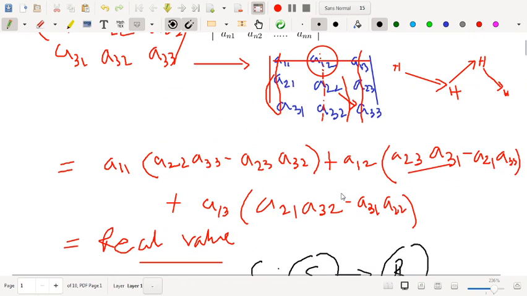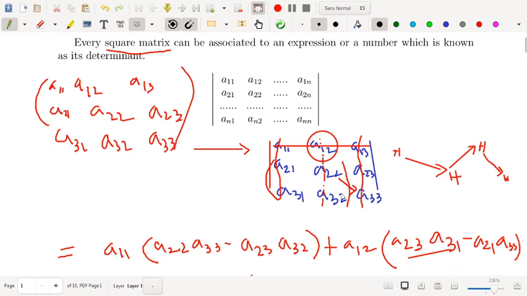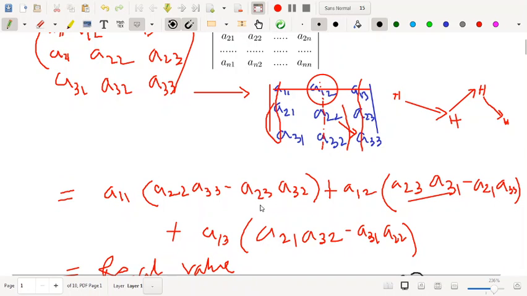Okay, similarly you can expand the second order determinant. So I am explaining. This expression, what you have in the first stage, is expanded with respect to the first row. We can expand the determinant with respect to the second row. We can expand the determinant with respect to the third row. We can expand it with respect to the first column, with respect to the second column, and with respect to the third column.